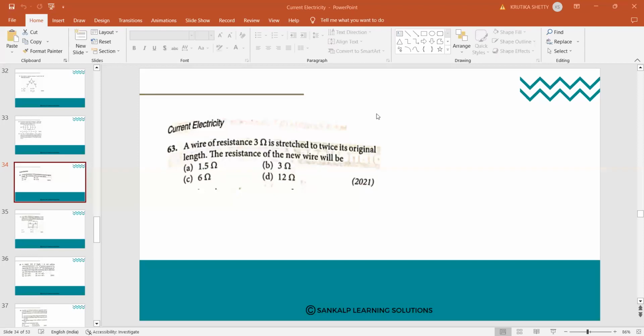Okay, so we will start. The first question is: a wire of resistance 3 ohm is stretched to twice its original length. I hope the PPT is visible to you. The resistance of the new wire will be 1.5 ohm, 3 ohm, 6 ohm, or 12 ohm?